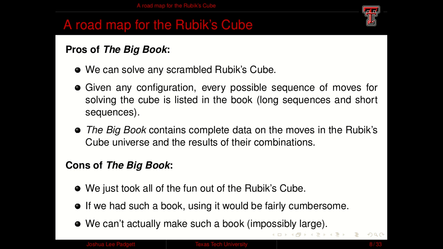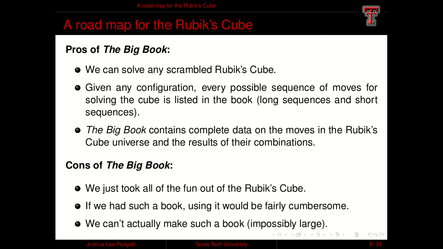And the big book contains the complete data on the moves or the actions that live in the Rubik's Cube universe, meaning all of the legal allowable actions. So in that sense, it really gives us a complete understanding of the group in the language that we had formulated in the previous chapter.